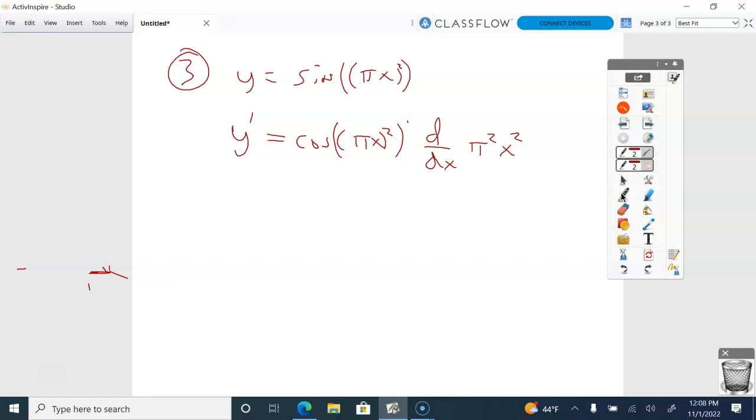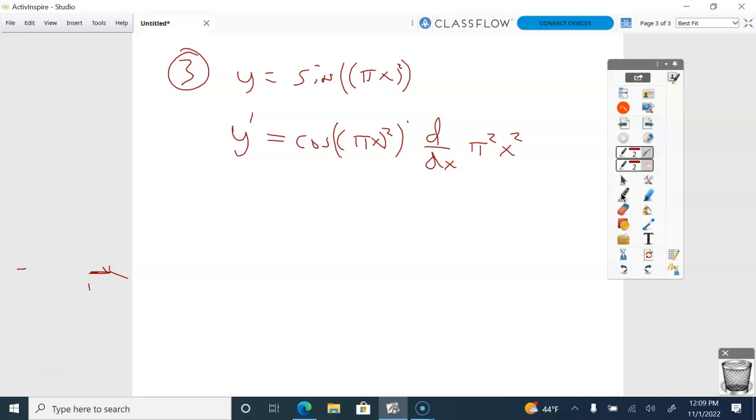Remember, pi squared is like a number. Wait a second. Pi is sneaky. It's a number, isn't it? It's not a variable. So don't take the derivative of that. That's just a number sitting there. So it's like 3 squared should be 9. Just like that. Is that okay? So if we treat that as a number, how do I take the derivative of some number times x squared?